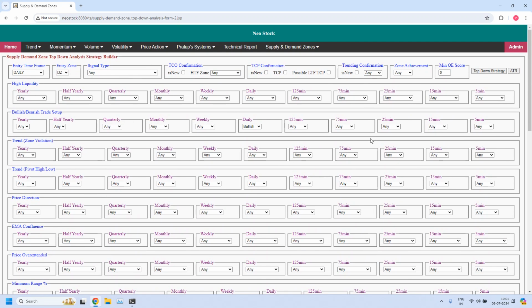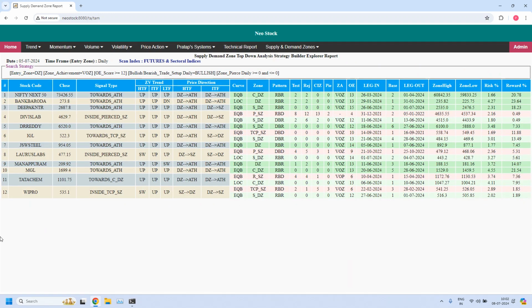0, 0 we said, that means pierced count should be 0. That indicates a zone is not pierced. And zone achievement should be violated opposing zone, VOZ. And a minimum odd enhancer score for bullish or bearish trade setup should be 12. All three filters are applied to daily demand zone. With these three filters, I am generating the report. So 12 stocks are filtered. Currently, these 12 stocks are supporting bullish trade setup.